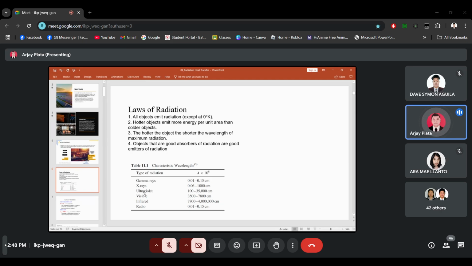Okay, so the shortest one is, I think, gamma and radio, and the longest one is infrared. Meaning that the shorter the wavelength, the hotter the object. The hotter the object, the shorter the wavelength.